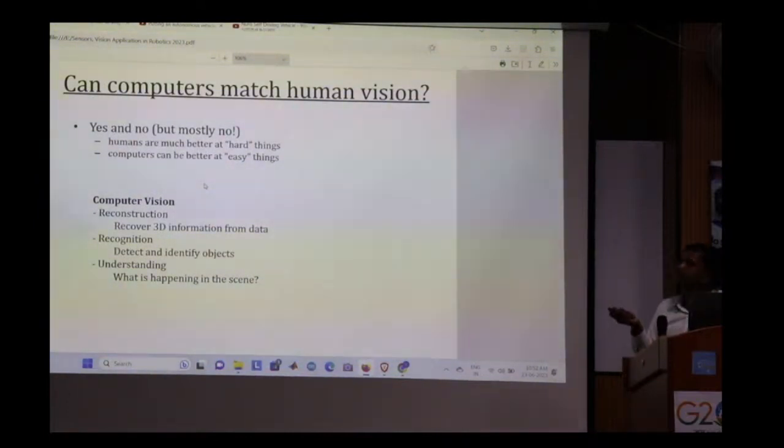So here is the answer, again: humans are better at hard things, and computers are better at easy things. It is programmed. If it has got the data, it can tell you the answer.